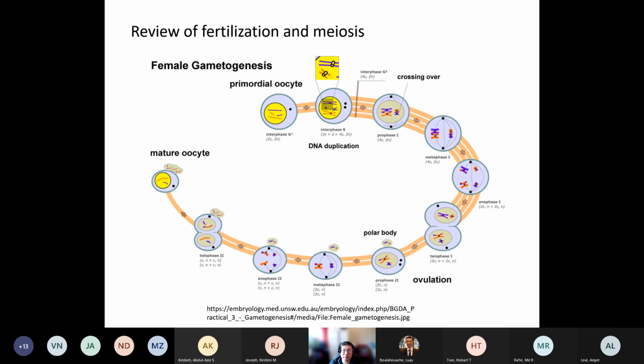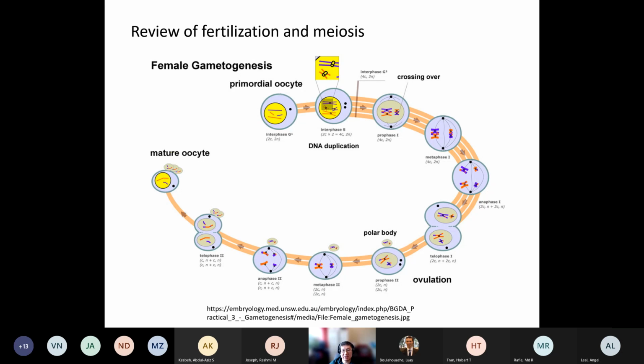And then in the first prophase, the centrosomes are formed, and then the centrosomes will align to the opposite side of the cell. At that time in prophase, you also have the so-called crossover, or homologous chromosome recombination, where the chromosomes exchange genetic material. It's called crossover, right? That's what happens in prophase 1.